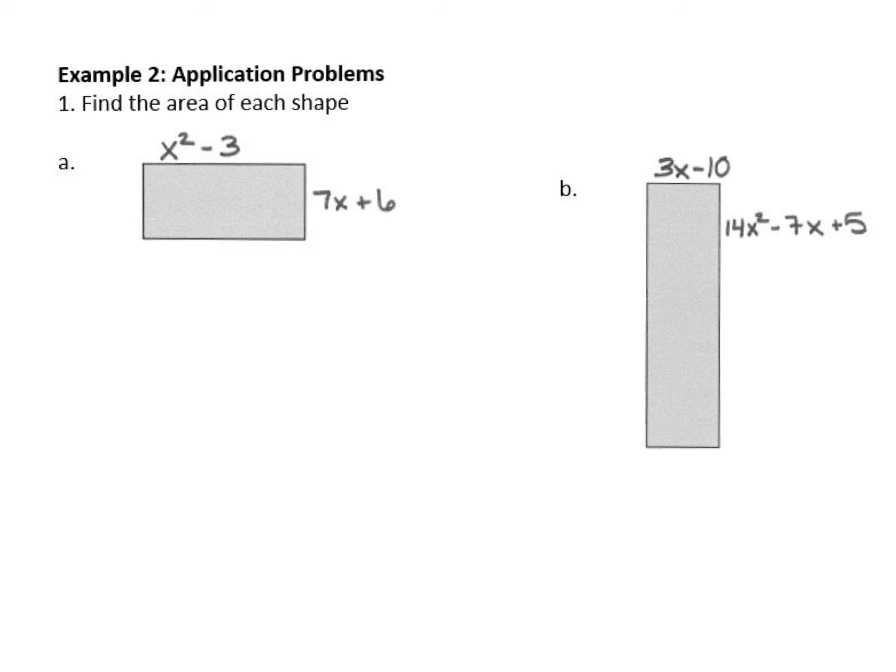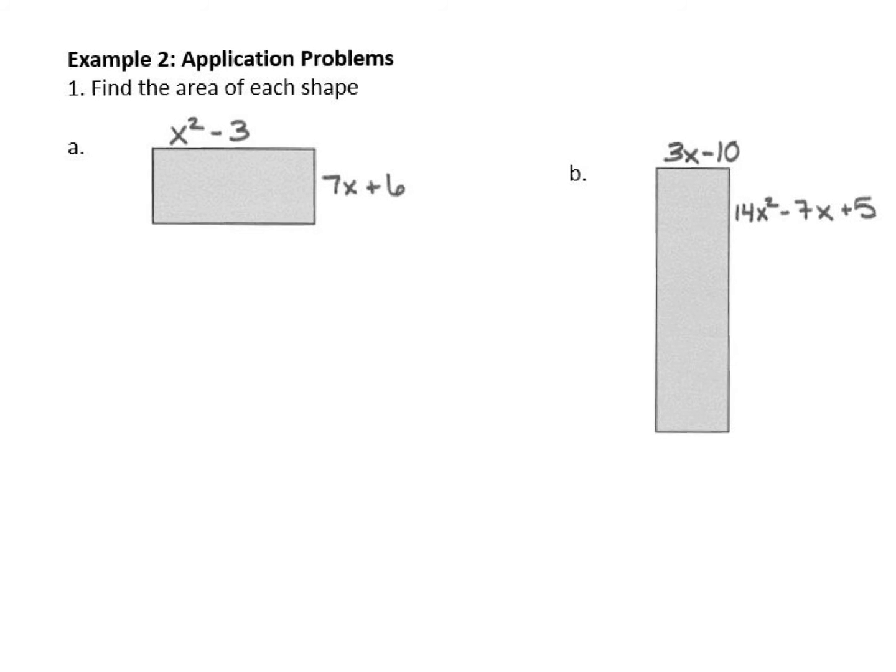Okay, so for example 2, now that we know a little bit more about multiplying, some of the applications, of course, come into area. Because how do we find area? That's going to be length times width. So if we're looking at area as length times width, what we're looking at here is x squared minus 3 times 7x plus 6. So again, whether we go box method or FOIL method, we can work with that.